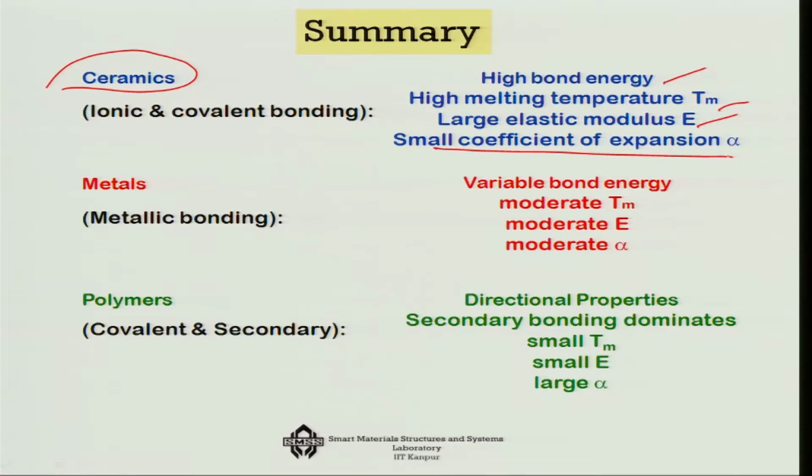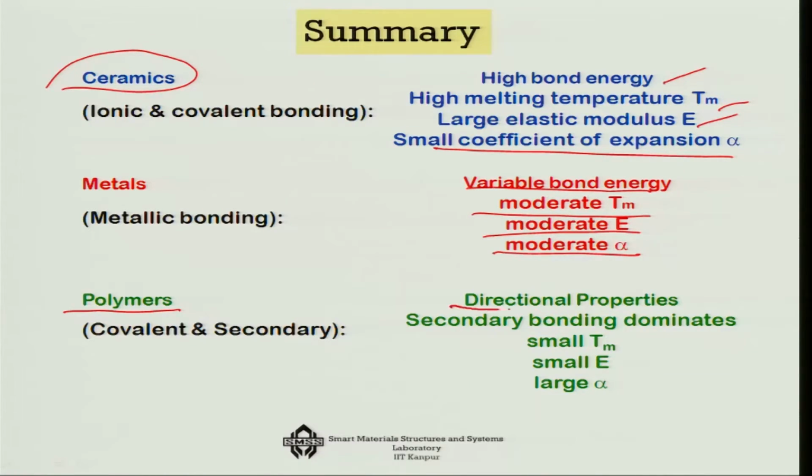For the metals, which have a different kind of bonding, it is somewhat ionic in nature, but it is not between dissimilar atoms, but in the same atom itself. So, there you will see that the bond energy varies, although it is not so high as the ceramics, it is still significantly high, and that is why you get a moderate melting temperature, slightly lower than the ceramics, moderate modulus of elasticity, and moderate coefficient of expansion. The coefficient of expansion here is of course higher than that of the ceramics. Finally, we come to the polymers.